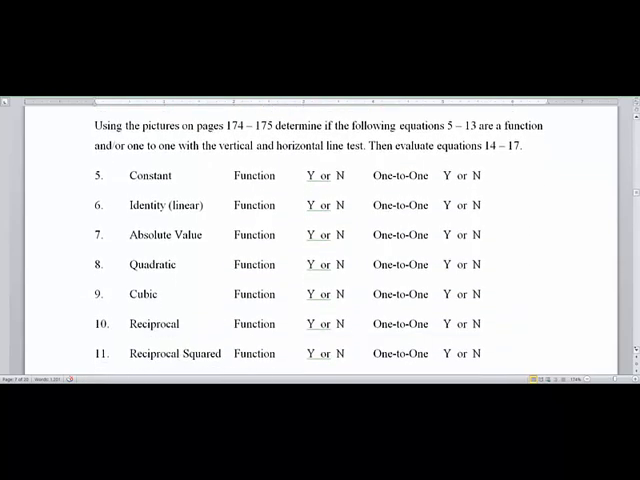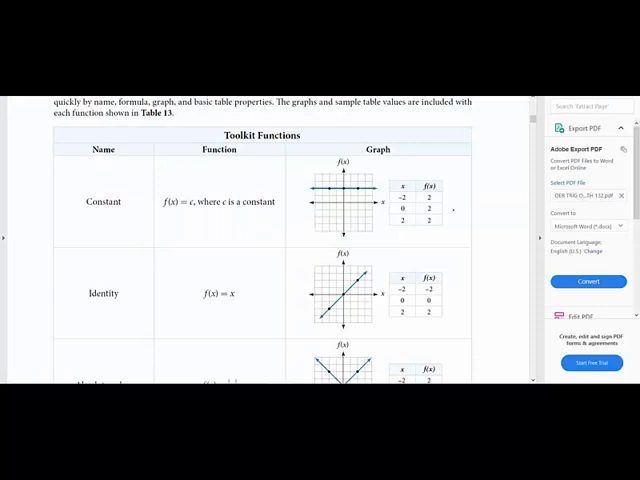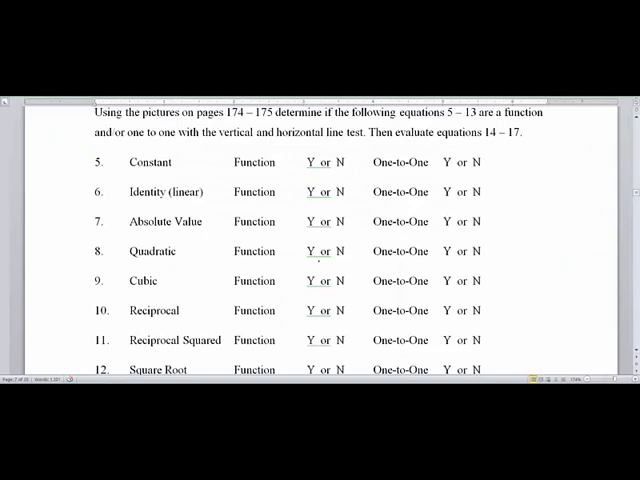Okay, so we're going to use these pictures on 174 to 175, and we are going to check the vertical line test to see if it's a function, and then we'll do the horizontal line test to see if it's one-to-one. I'm going to flip back and forth since you may not have the book in front of you. The constant function right here passes the vertical line test because you can see that a vertical line can only cross at one point here. So this constant equation is a function, but it is not one-to-one because it fails the horizontal line test. Yes, the constant equation is a function, but it is not one-to-one.